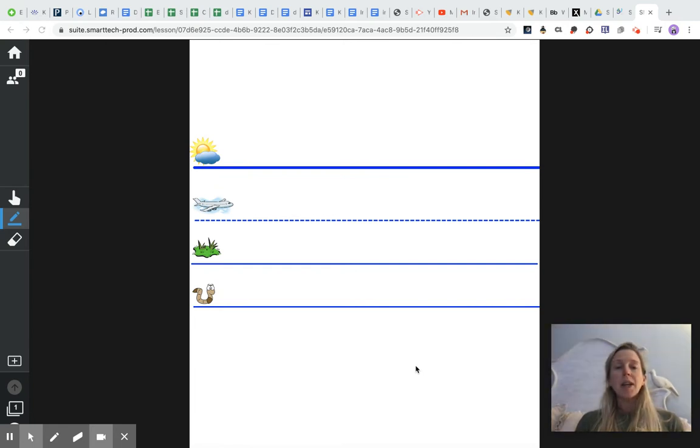Today I wanted to go over skywriting with you and letter formation. When you're skywriting, you need to make sure you use the skyline, the plane line, the grass line, and the worm line. All of our letters that we have learned either start at the skyline or at the plane line. Unless they're uppercase letters, then they all start at the skyline.